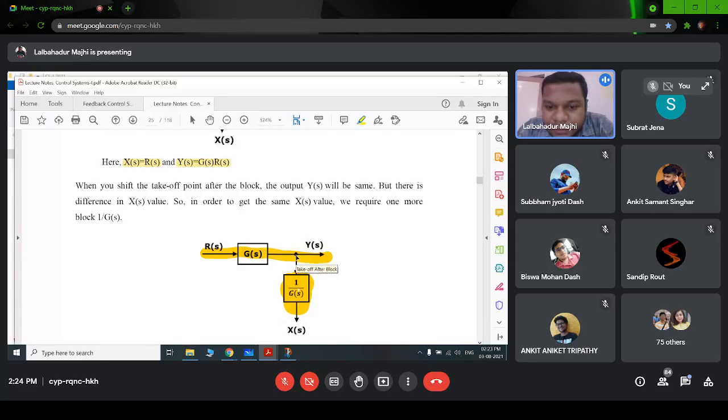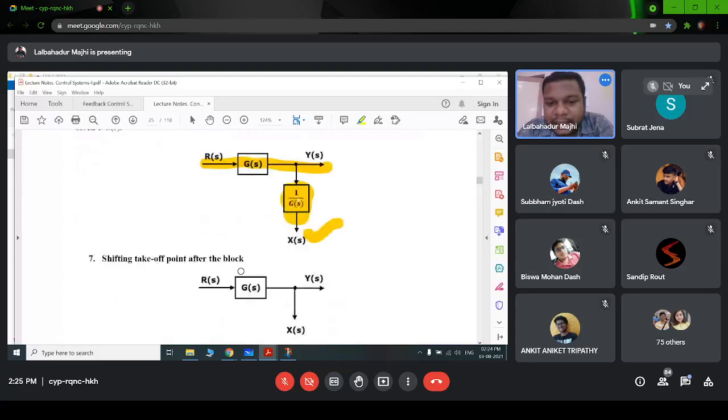So now, what will be the output of this takeoff point? The output of the takeoff point will be this r of s into g of s. But previously it was only r of s. So we are getting now this r of s into g of s. That is why we have to add this 1 by g of s, so that we will get only our original signal, x of s.